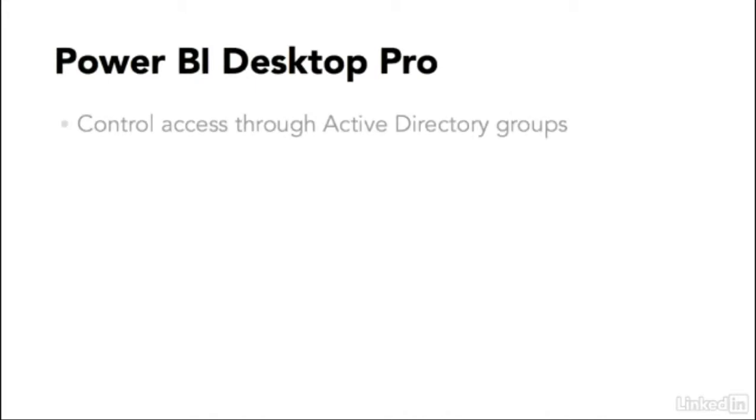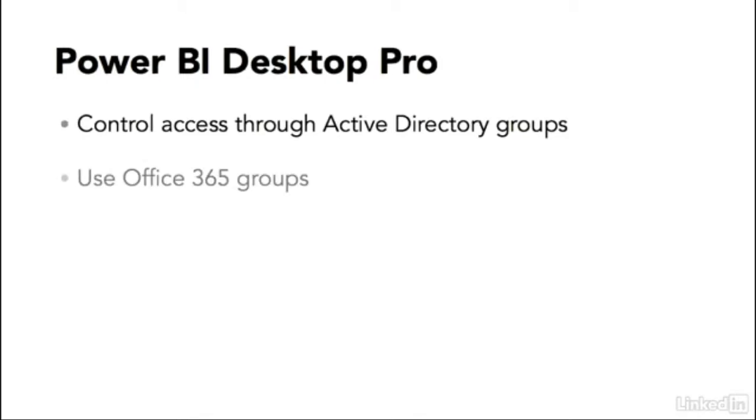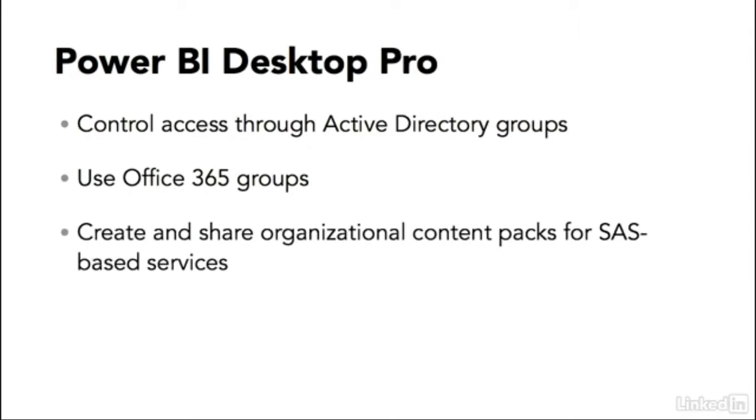It also allows you to control access to the content that you post using Active Directory groups. You can use Office 365 groups. You can actually create new groups in Power BI that actually are Office 365 groups, but you need to have the Pro subscription to do that. And those content packs that Microsoft is creating for SaaS-based services, well, you can create your own content packs for dashboards, reports, and data sets that you put together using Power BI Desktop and the Power BI services, and you can then share those with other users. But you need Pro in order to do that.